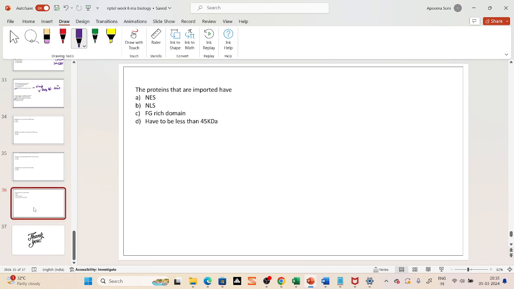Just solve this question. The proteins that are imported have nuclear export signal, nuclear localization signal, FG rich domain, or it has to be less than 55 kilodalton. Just solve this question. I'm going to get some water for myself. Solve this question. In 1 minute, I'll ask. Option B.